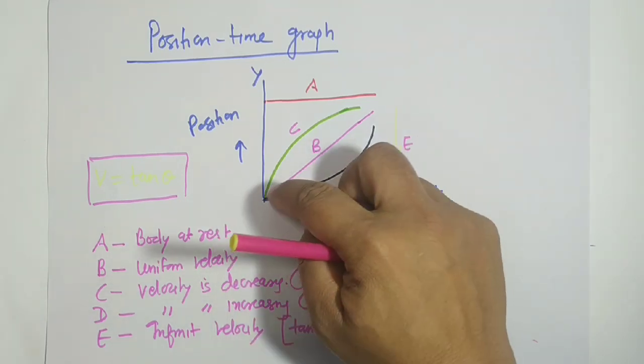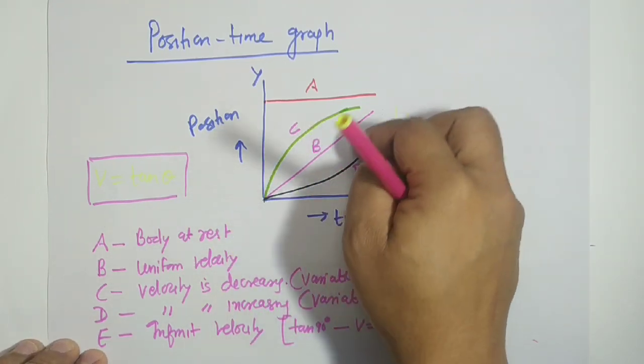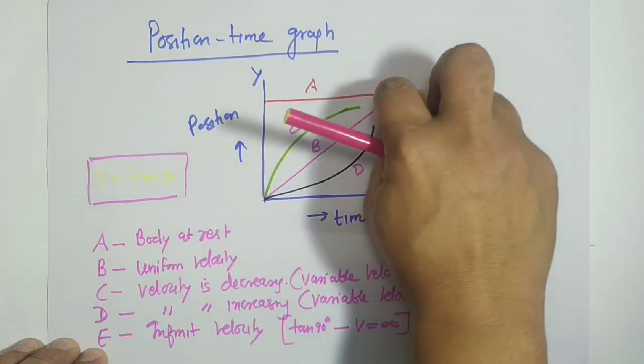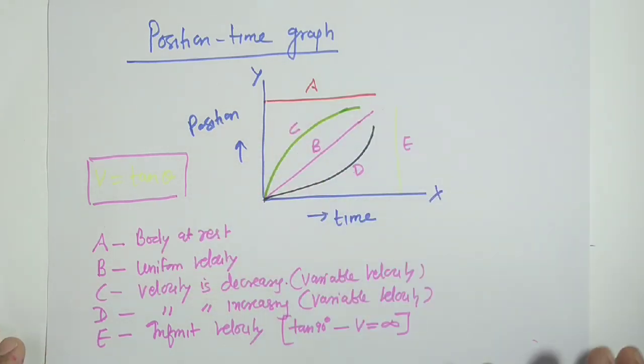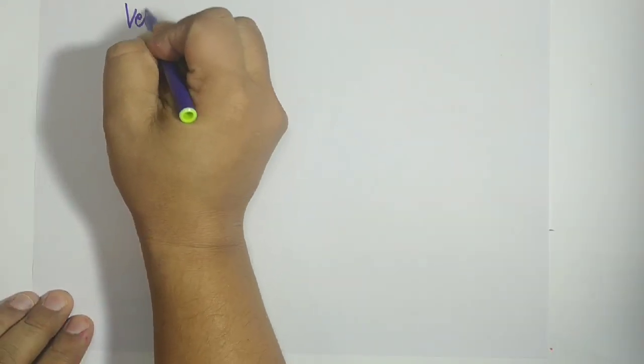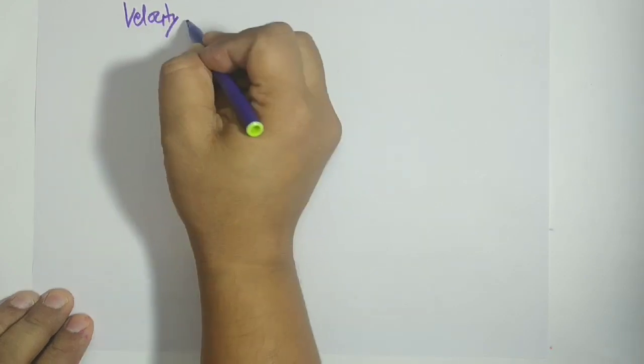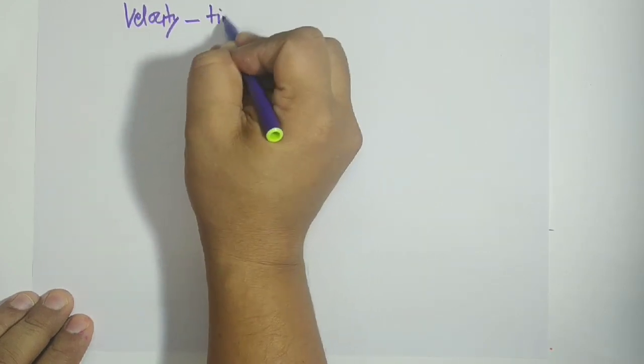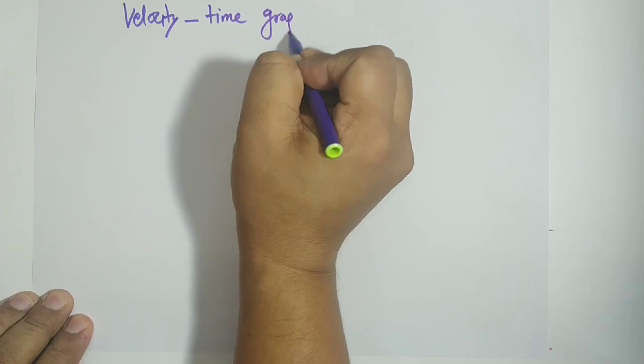You know that when velocity decreases, it is a retardation. When velocity increases, it is acceleration. It is a uniform velocity. So these are the graphs. Now we will have the velocity time graph through which we can find out the acceleration, like the position time graph we have drawn.